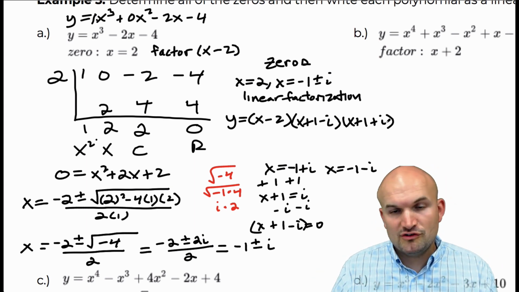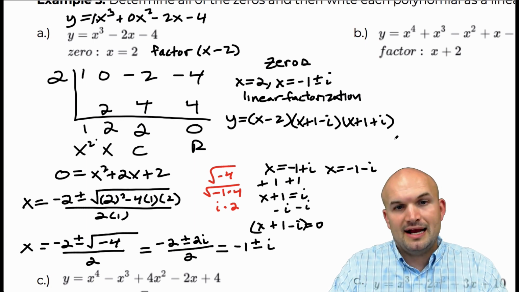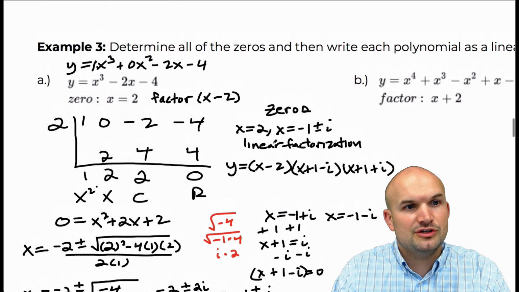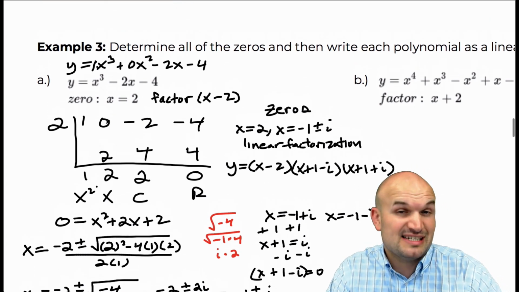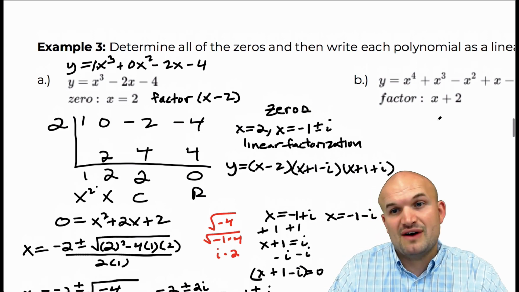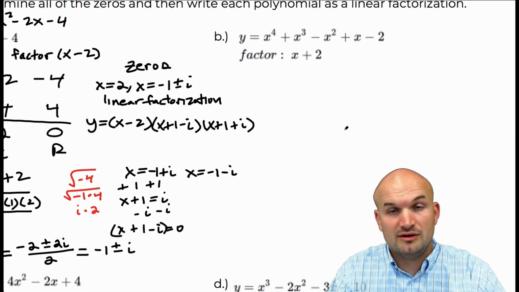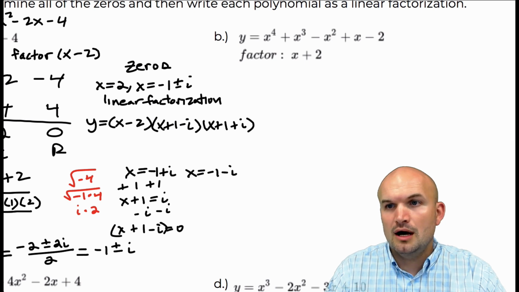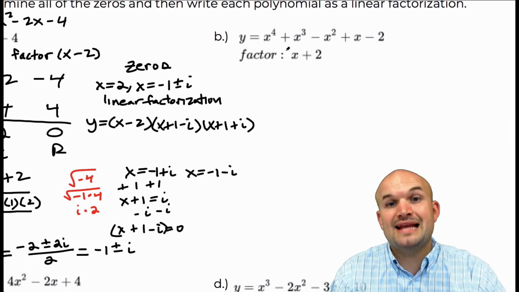You notice that two of my zeros are complex, and I have one real zero. If I go back to looking at the degree of my polynomial, you see it's 3. So therefore, I do satisfy the fundamental theorem of algebra. All right, let's change colors so I don't mix everything up. Now we're given a factor.